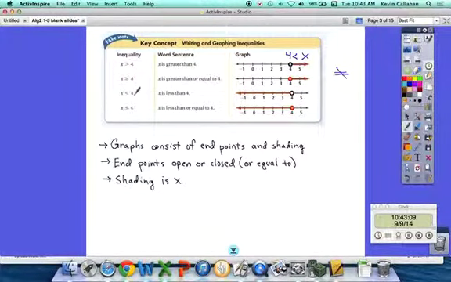x is less than 4. Okay, here's the 4. The shading for x is to the left. And as always, the symbol goes like that, because on the number line, to the left is less. And the only difference between these two: color in the dot. I know that's review for you.